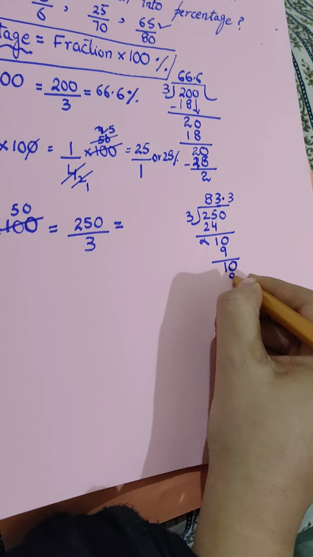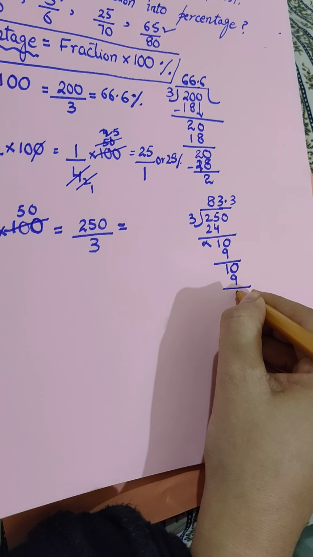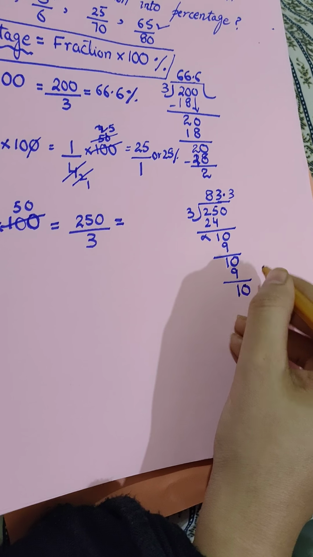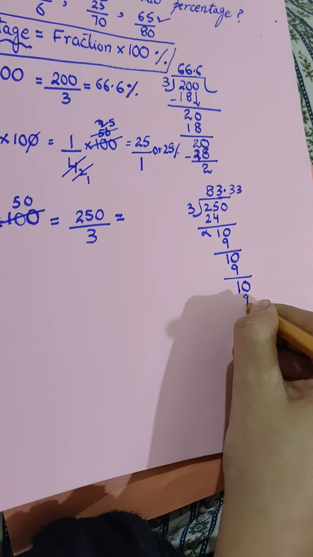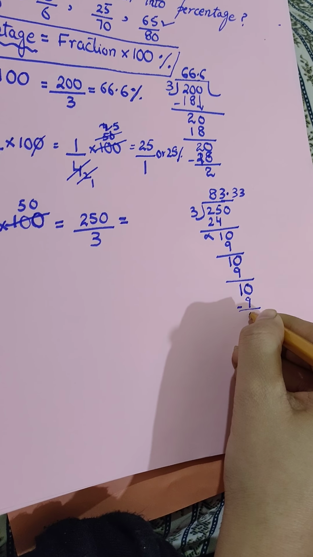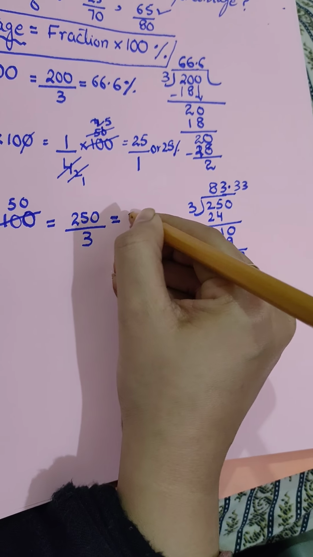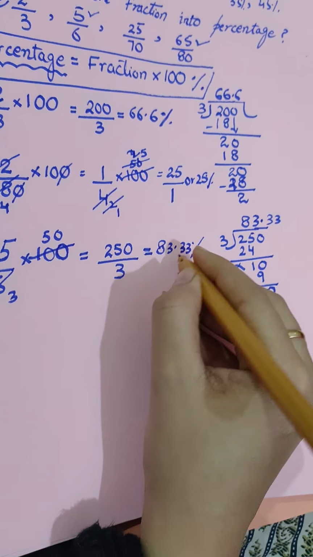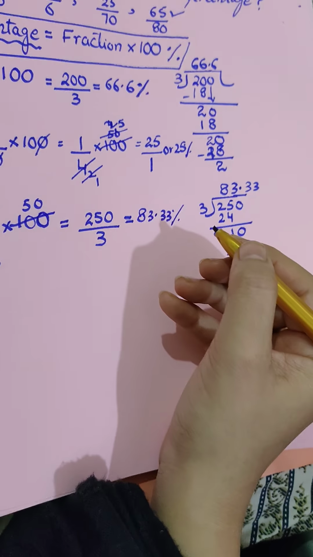Again 3 3 is 9, again you get the remainder 1, again you take a 0, and again 9, and it will go on further and further. So the answer will become 83.33%, or you can write it just 83.3 percent.